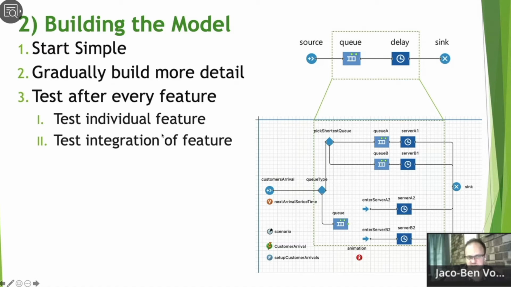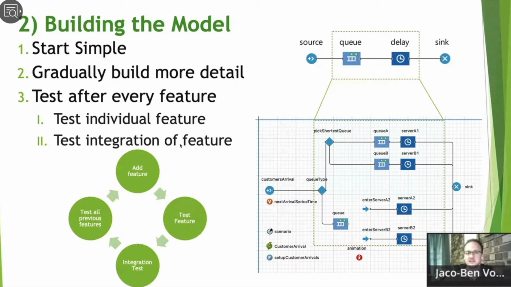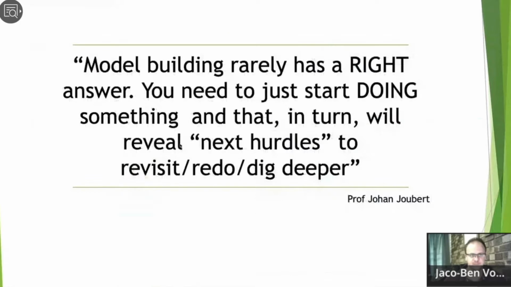And once you've tested that individual feature, then you need to test the integration of your features, like test all the features that you built previously. Are they still working? Do they work when you add this feature as well? So in essence, the model building process is a very circular cycle. You add a feature, you test that feature. You do an integration test, and you test all your previous features. And then you move on to adding new features.